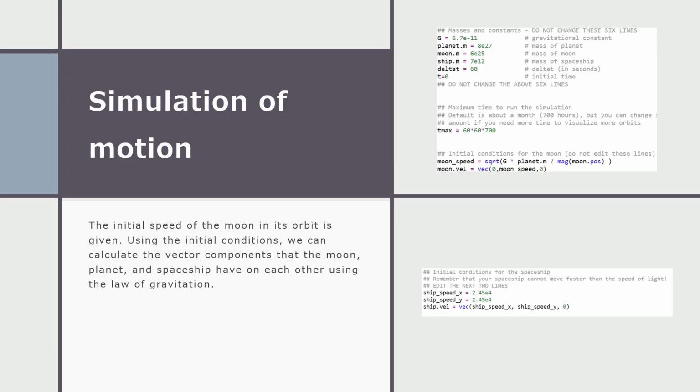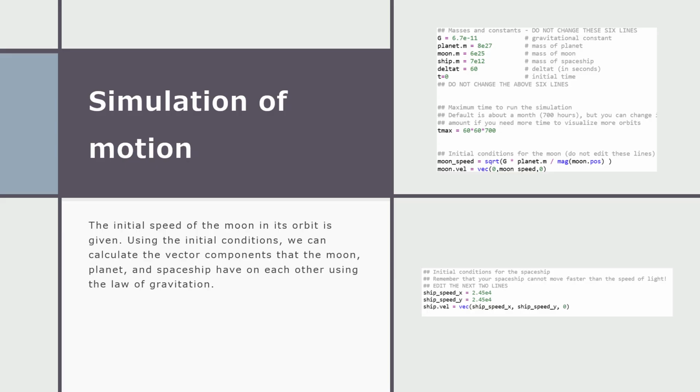Because we're given the initial speed of the moon and also the spaceship, we can calculate the vector components that the moon, the planet, and the spaceship all have on each other using Newton's law of gravitation. Over here you can see I have all of my initial values, and I also have the speed of my moon, and I found this using the position vector, and then also the velocity, which is just the vector of the moon's speed because it has direction.